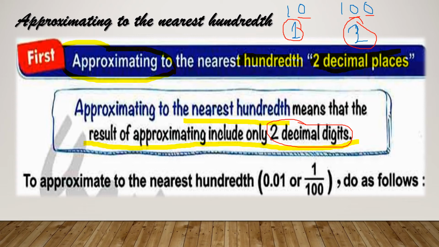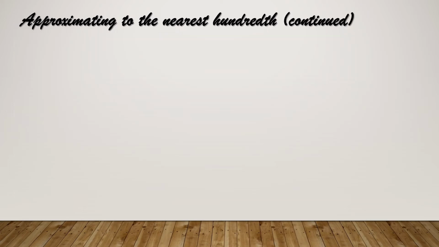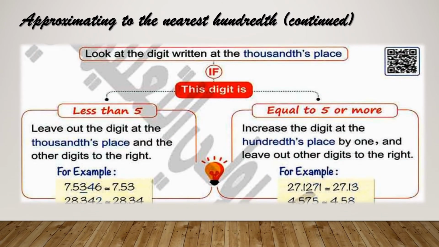They don't include 3, they don't include 1, they include just two decimal digits. So to approximate to the nearest hundredth, this chart is very, very useful if you aren't sure how to do it, because this is actually very basic and it is going to help you a lot. So we are going to look at the thousands place, and we know what the thousands place is because we are grown up and big people.